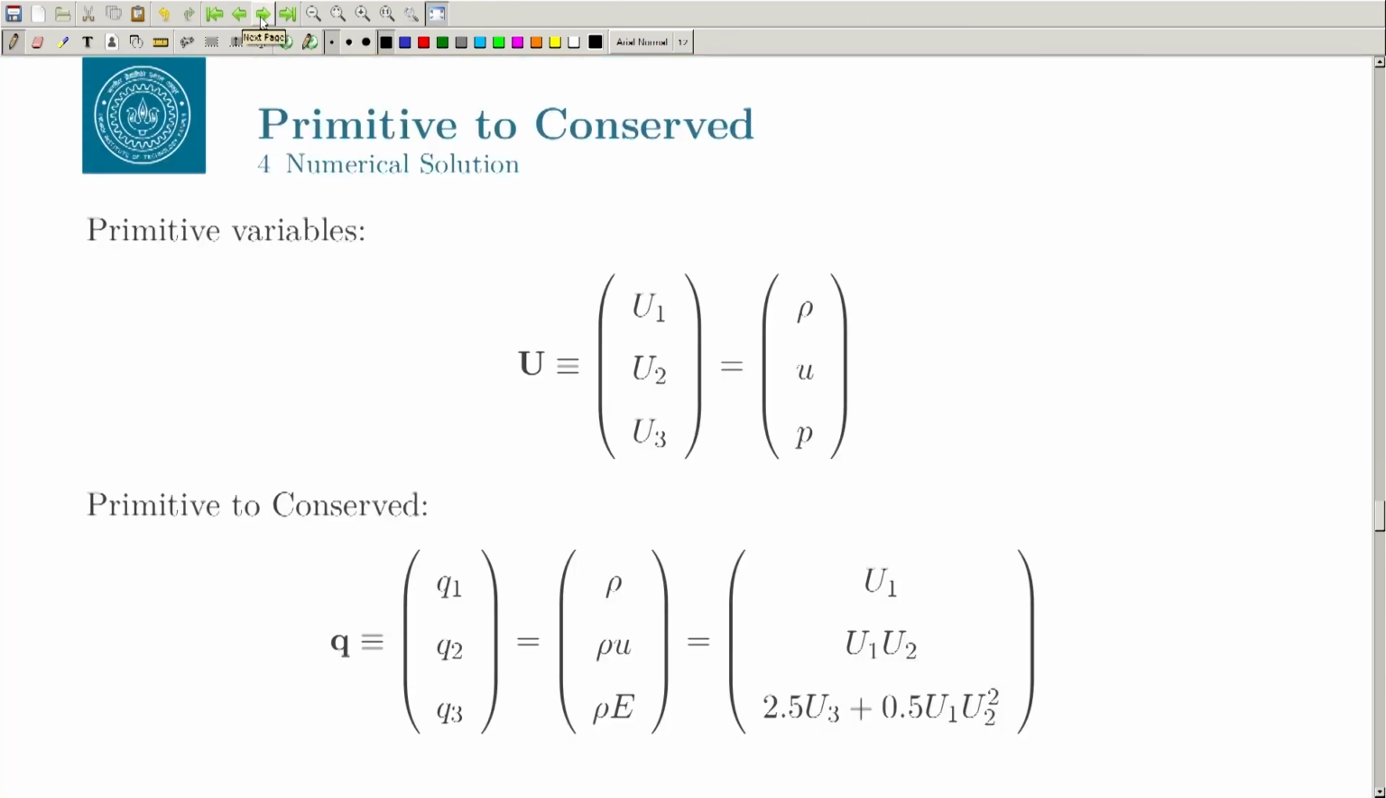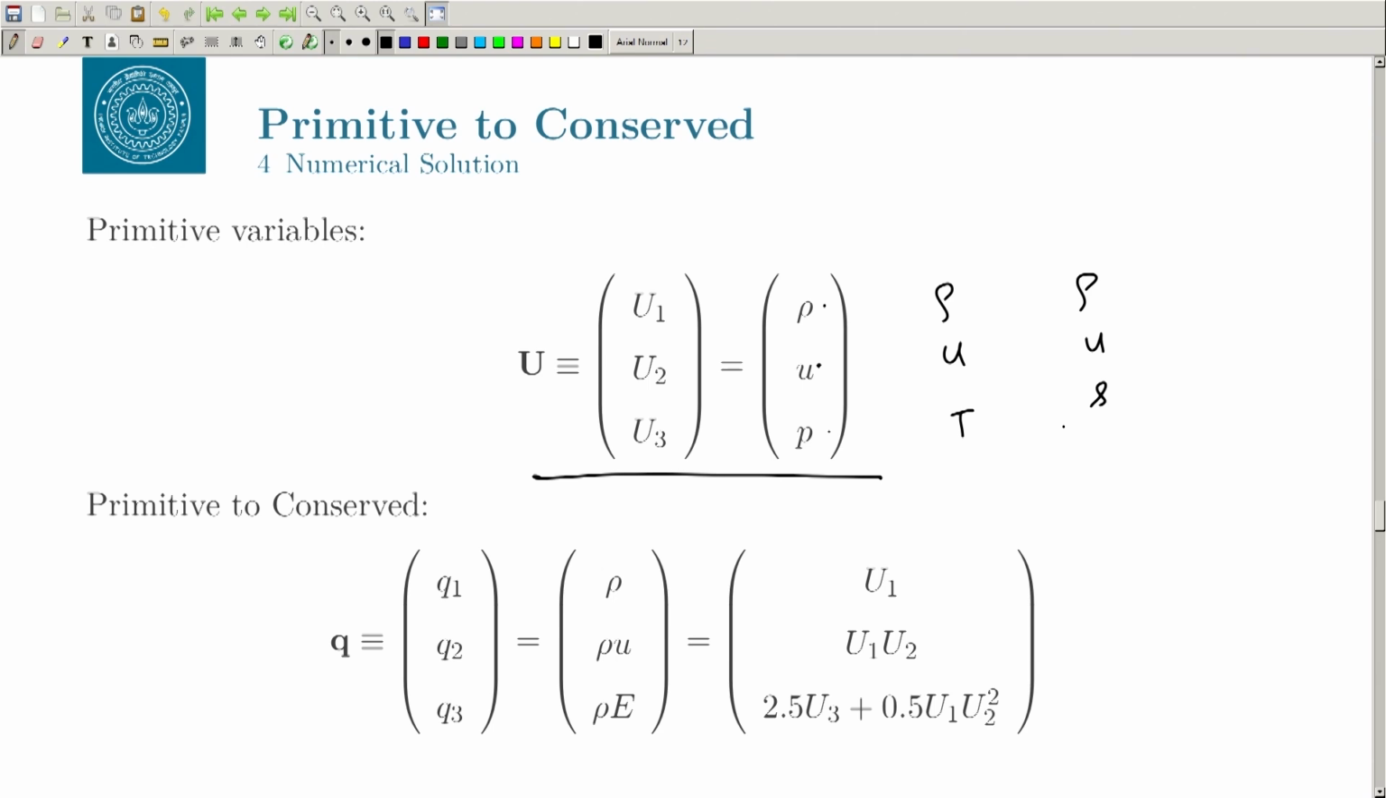I will just show you an example. You can define an array of primitive variables. I have chosen rho, u and p. It is your choice, you can use rho, u and T also if you want, because p equals rho R T. Or you can use rho, u and s, where s is the entropy. You have to accordingly derive the equation. Or you can have rho, u and e, where e is the internal energy. So, many different choices are possible.